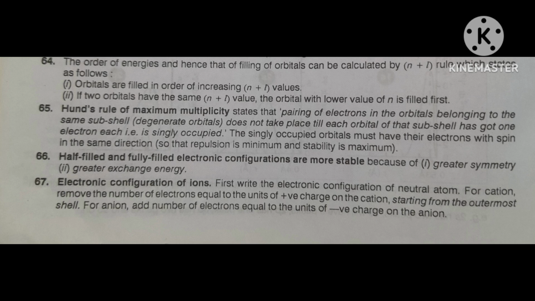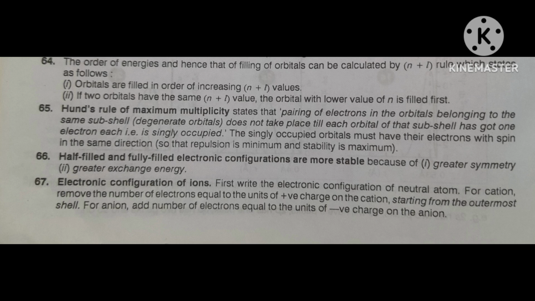The order of increasing energies and hence that of filling orbitals can be calculated by the n plus l rule. Already I discussed 2 rules. First rule was that orbitals are filled in order of increasing n plus l values. Second rule, if two orbitals have the same n plus l value, then the orbital with lower value of n is filled first.